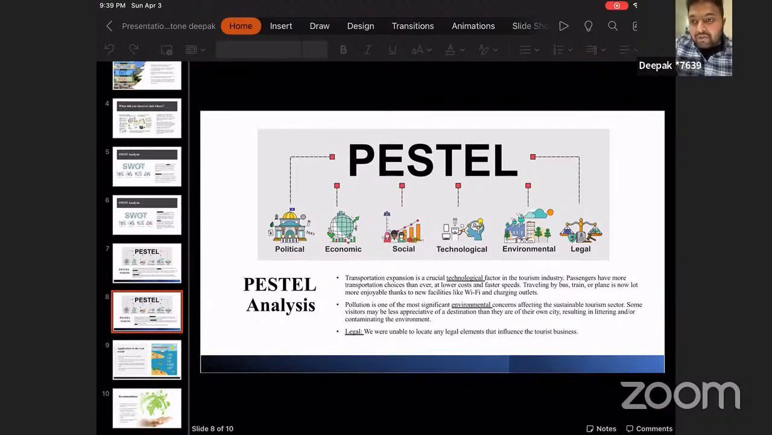Pollution is one of the most significant environmental concerns affecting the sustainable tourism sector. Some visitors may be less appreciative of a destination than they are of their own city, resulting in littering and or contaminating of the environment. Legal: we are unable to locate any legal elements that influence the tourist business.